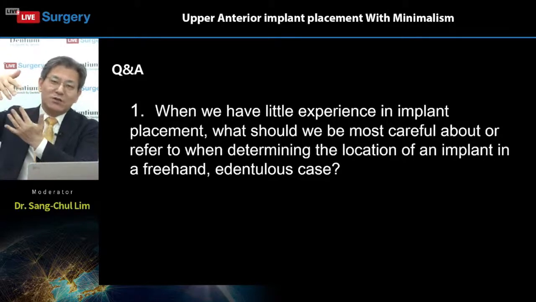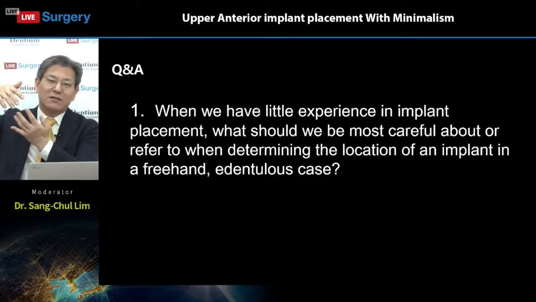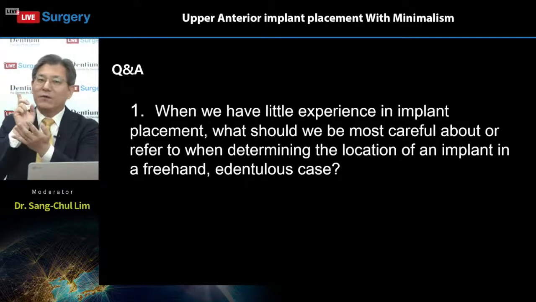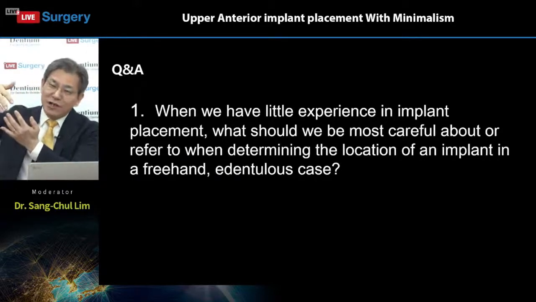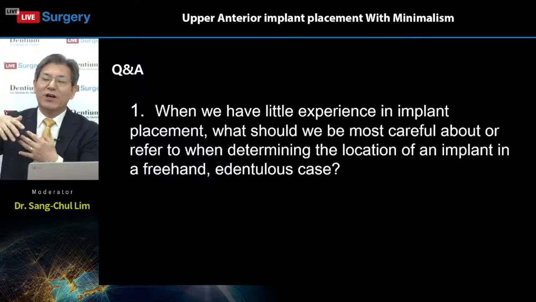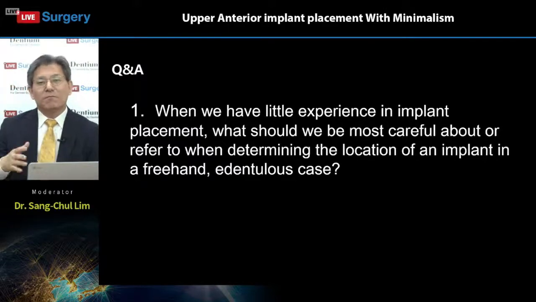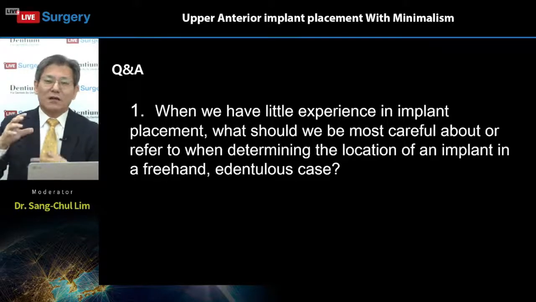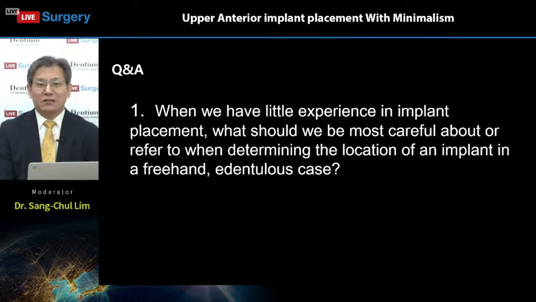Jaw relation is also an important factor when you finally have a fixed type of prosthesis, right? With a good jaw relation, you can do a fixed type of implant-supported prosthesis, but with a bad jaw relation, you have to consider a fixed hybrid type or overdenture type, right?